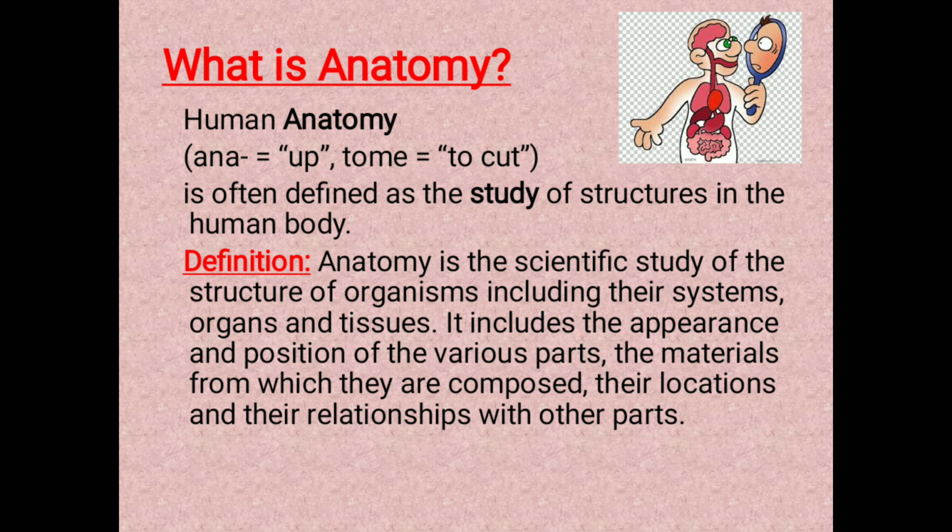So what is the definition of anatomy? Anatomy is the scientific study of the structures of organisms, including their systems, organs and tissues. It includes the appearance, how it looks, and the position of the various parts, and the materials from which they are composed. Suppose the systems are made up of certain organs, and the organs are made up of certain tissues. So it is the study of all these things which they are composed of, their locations, where they are situated, and their relationship with other parts.